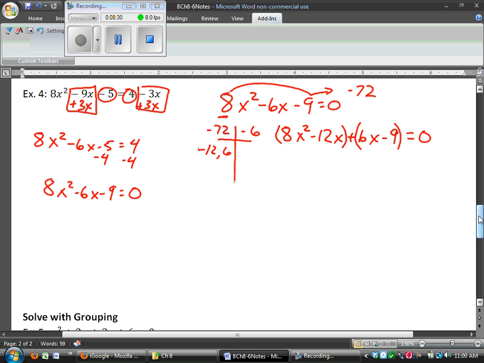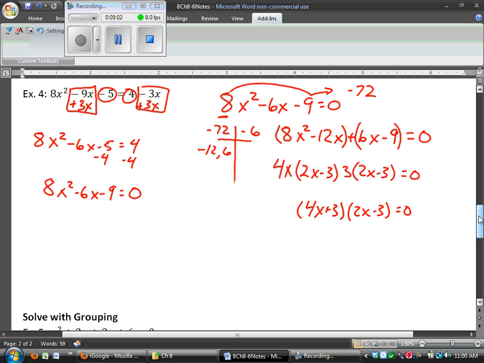So now I need to pull out something. 8x squared minus 12x. Well, I know those are both divisible by 4x. So then I can end up with a 2x minus 3. Then I look at 6x minus 9. Well, those are both divisible by 3. So I end up with 2x minus 3. Put those together and say that it's 4x plus 3 times 2x minus 3 equals 0.